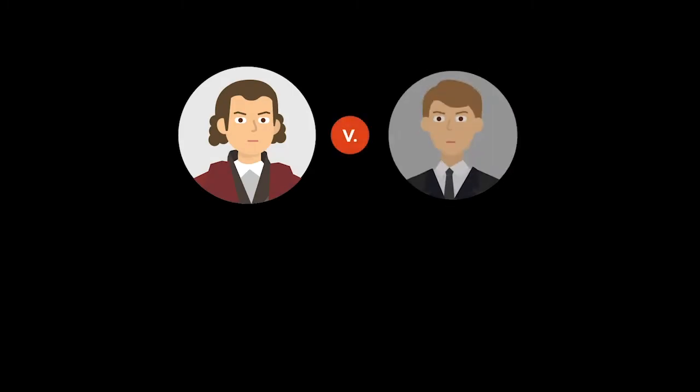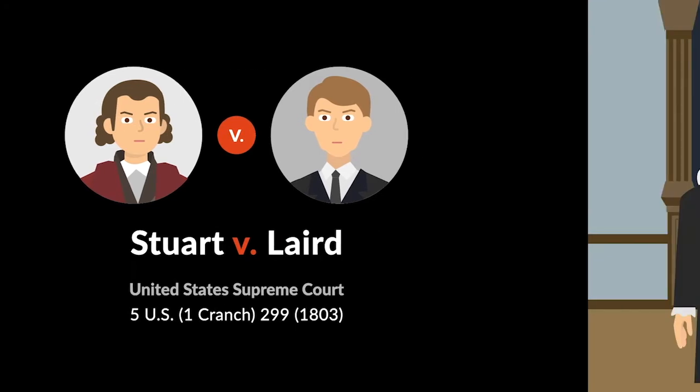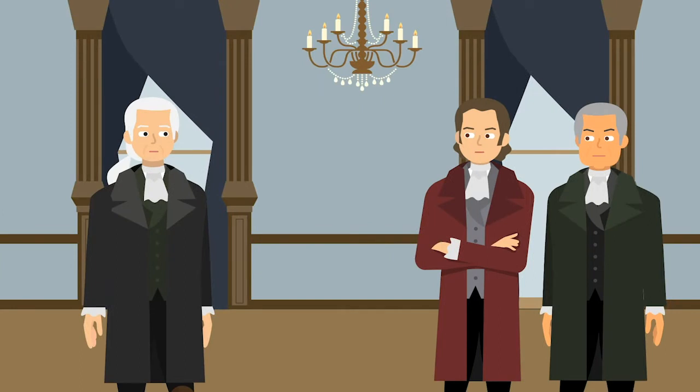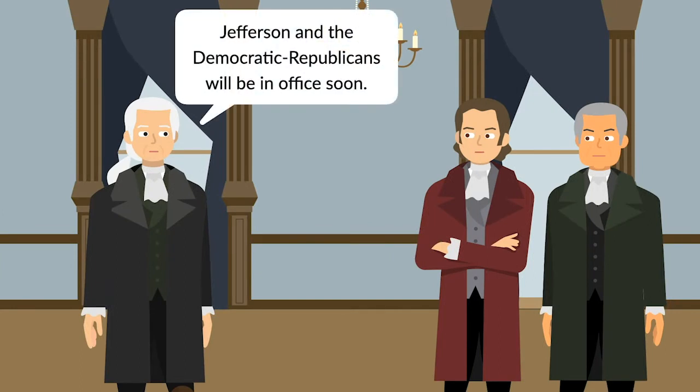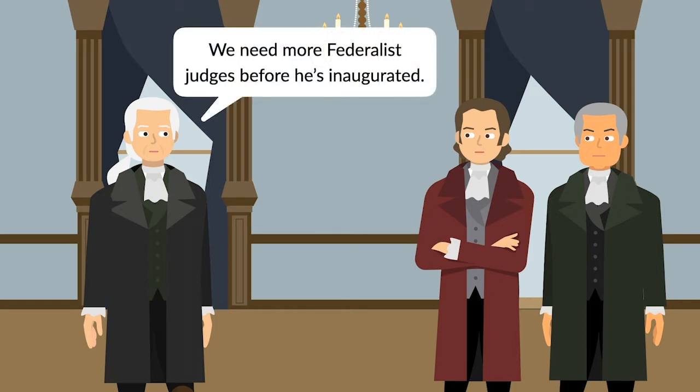The constitutional question facing the United States Supreme Court in the 1803 case of Stuart versus Laird arose out of the bitterly contested election of 1800. President John Adams and his Federalists had lost both the presidency and Congress to Thomas Jefferson and his Democratic Republicans. The lame duck Federalists spent much of the interim between the November election and Jefferson's March inauguration trying to flood the federal judiciary with Federalist judges.